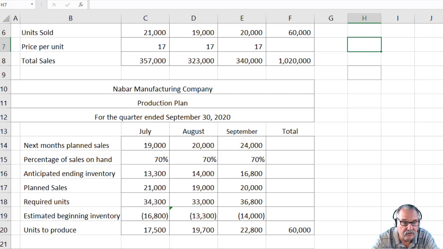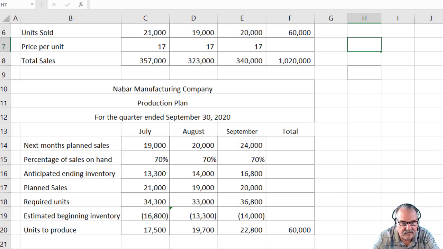We plan to sell 21,000 during the month of July, which means we need a requirement of 34,300. But we had a beginning inventory of 16,800. So we need to produce 17,500. This is a very common thing where we're taking the next month's sales, because we don't want to end the month with nothing on the shelf, because then customers that buy stuff at the beginning of the month, we wouldn't have any inventory to sell them. So that's the purpose of this schedule, is really just to plan the production for the next 3 months.